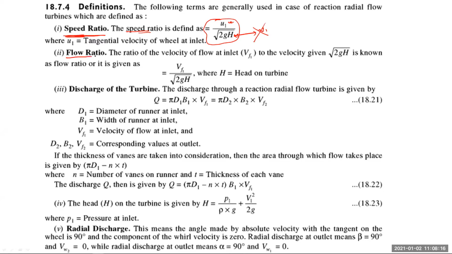Now, the second term is your flow ratio. In some numericals, flow ratio will be given, basically to find out the related unknown terms. Suppose here in the flow ratio, the second unknown is Vf1. Vf1 means flow velocity, velocity of flow, and the suffix 1 represents your inlet condition, upon root under 2gh. So this will give you your flow ratio, Vf1 upon root under 2gh.